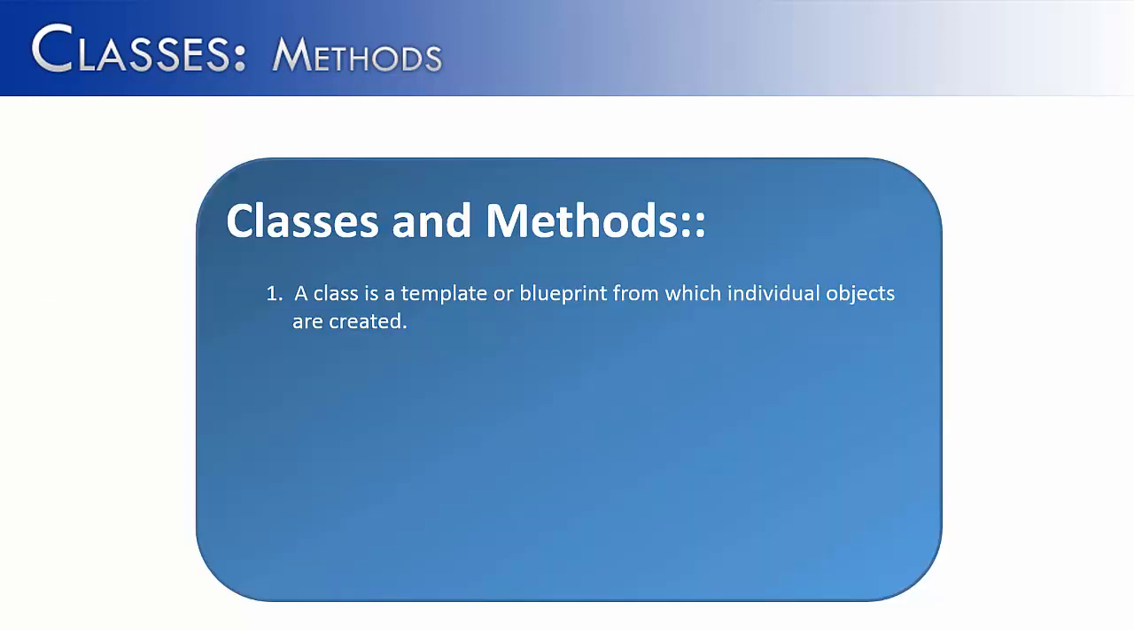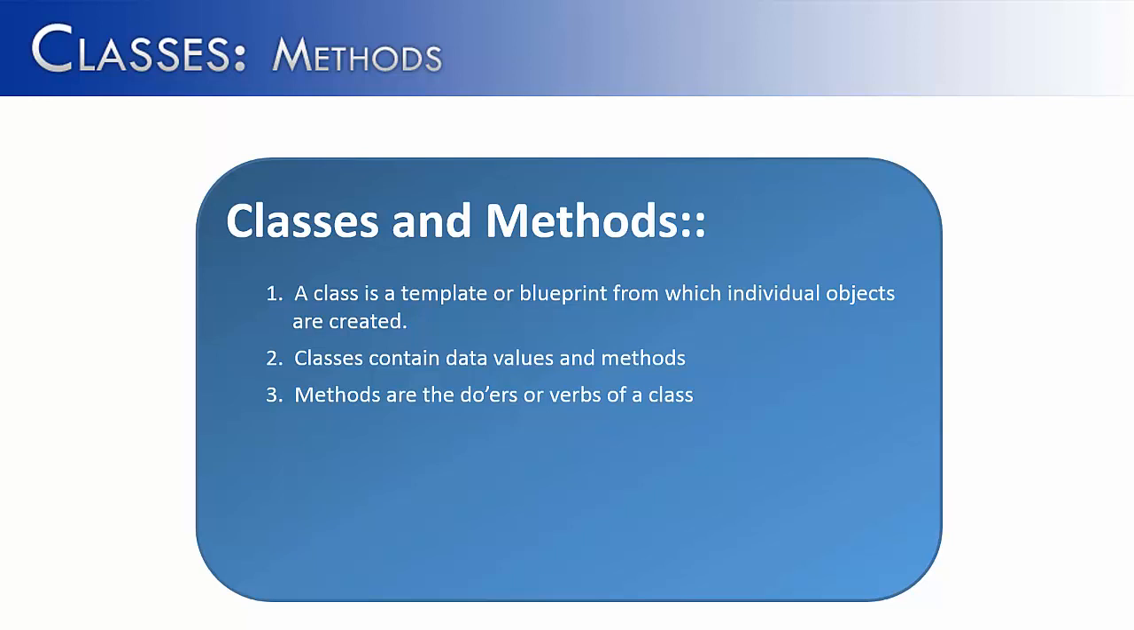As stated in the first slide, a class is a template or blueprint from which individual objects are created. This isn't very helpful right now because we haven't looked at objects. But what is helpful is, what does a class contain? A class contains two things: data values and methods. The data values are the nouns. The methods do something, and they're like a verb in the English language. They're going to perform some kind of action for the class.